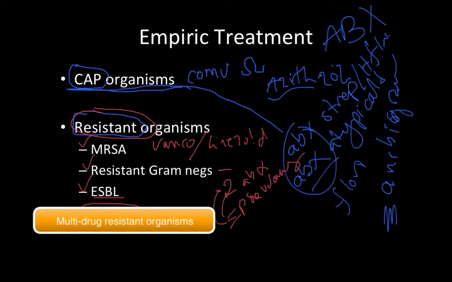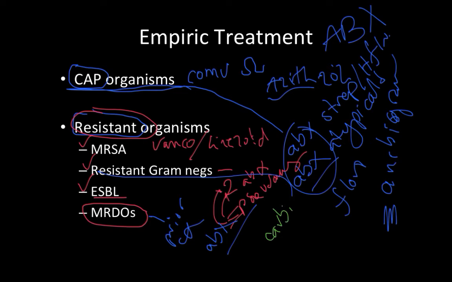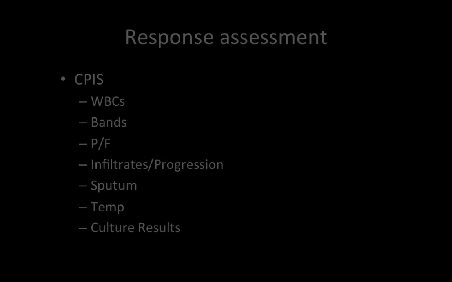If the person has a history of MDROs, then you have to depend on the prior culture results to choose your antibiotics accordingly. So antibiotics that treat resistant gram negatives are usually either a carbapenem, like meropenem, or a combination called Zosyn.